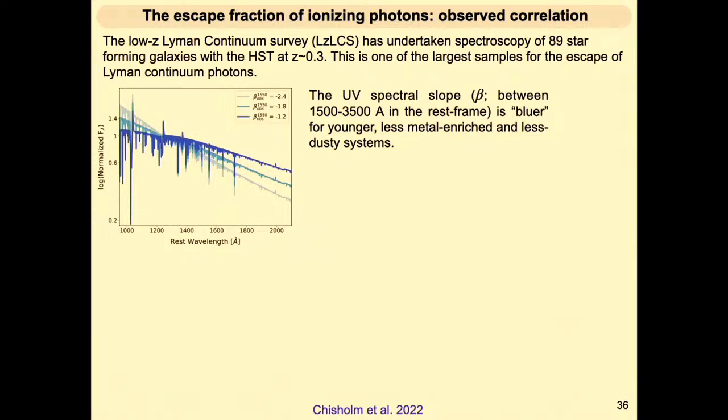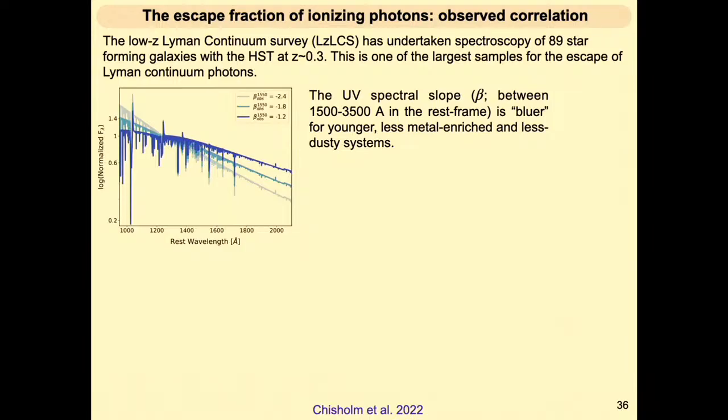So people have started doing this experiment to look at the escape fraction correlation with galaxy properties at very low redshifts. So this is called the low redshift Lyman continuum survey, which is at a redshift of 0.3. So super low redshift. And we're trying to find correlations between the escape fraction and galaxy properties. And the hope is, if you can correlate them to some fundamental property of the galaxy, maybe you can extrapolate these relations to high redshift.